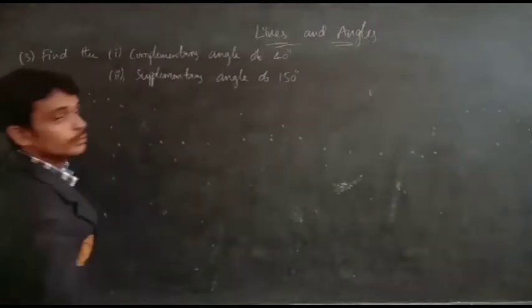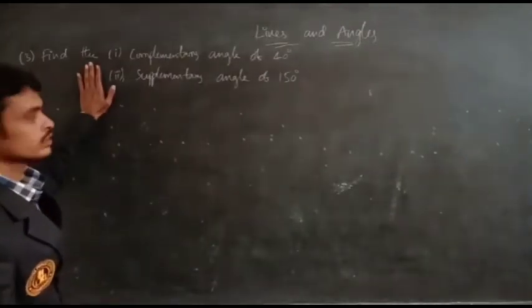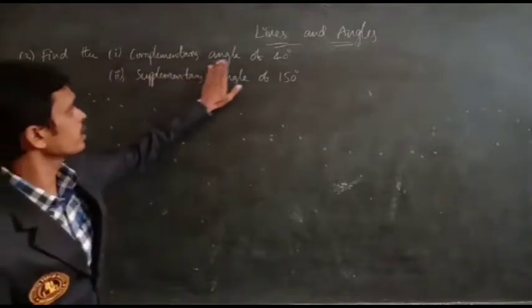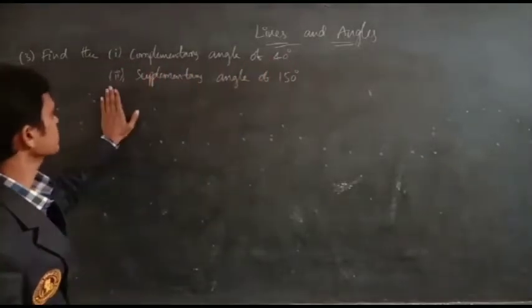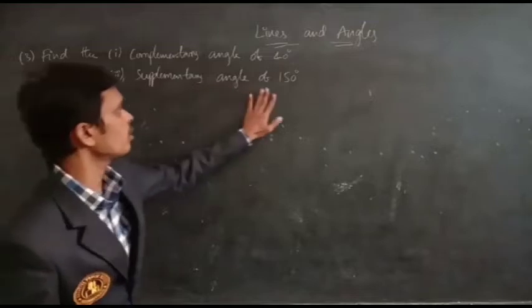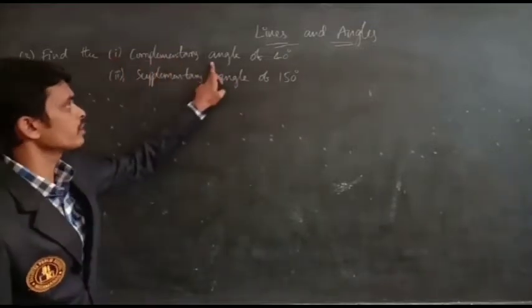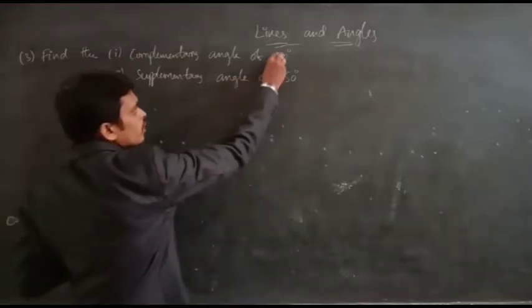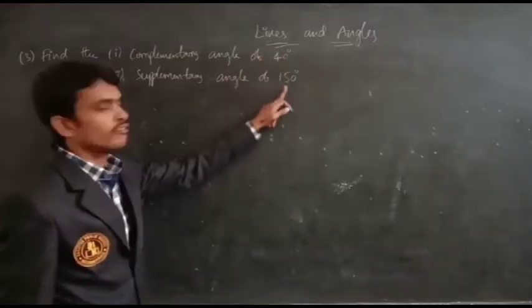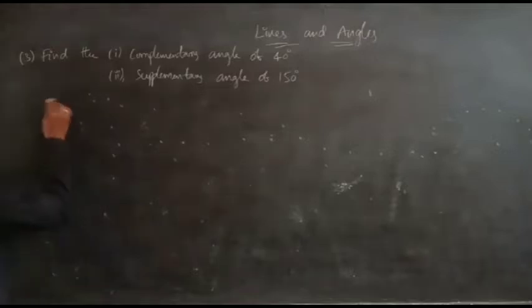Now third problem: find the complementary angle of 40 degrees, and the second one is the supplementary angle of 150 degrees. So first, we have to find the complementary angle of 40 degrees, and the supplementary angle of 150 degrees. Now solution.